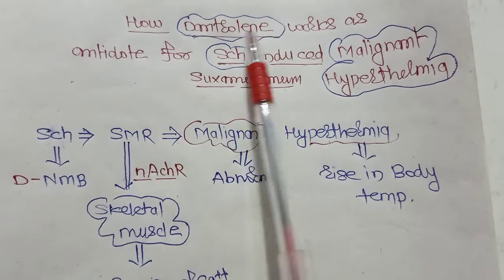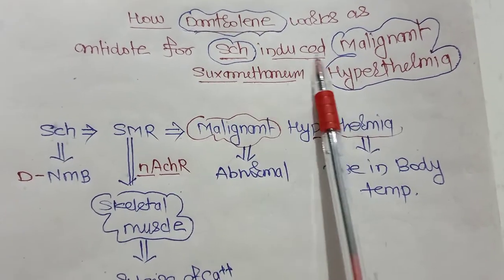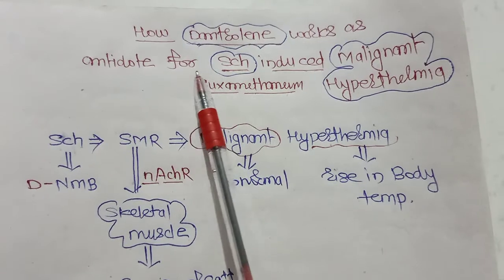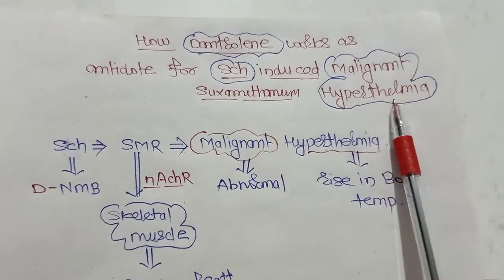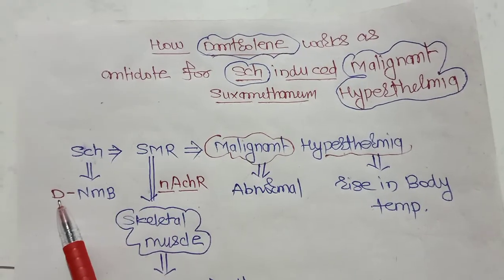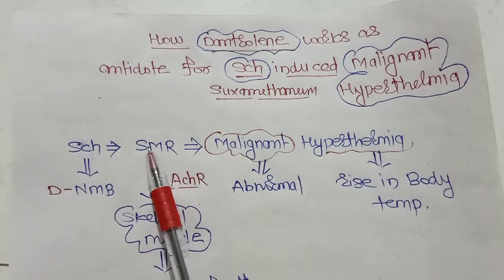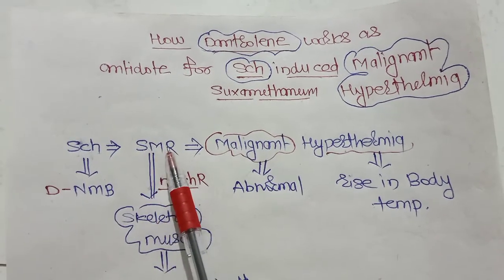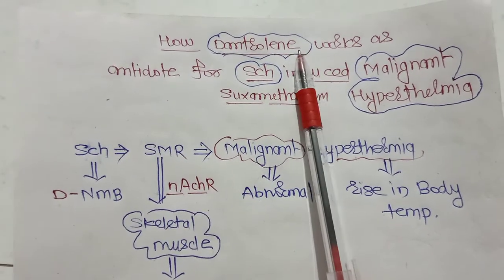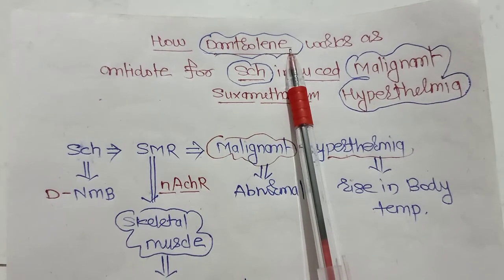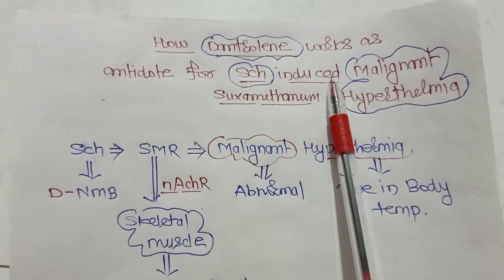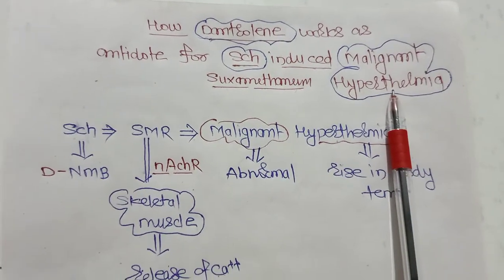Today we'll see how dantrolene works as an antidote for succinylcholine induced malignant hyperthermia. Succinylcholine is a depolarizing neuromuscular blocker, and it produces skeletal muscle relaxation. Dantrolene is a directly acting skeletal muscle relaxant, but still we can use dantrolene as an antidote for succinylcholine induced malignant hyperthermia. How, we'll see.